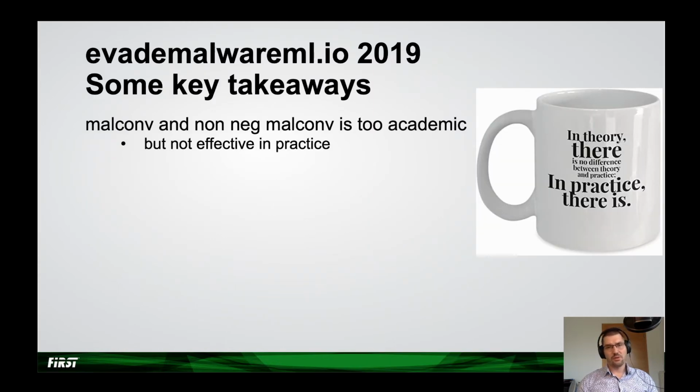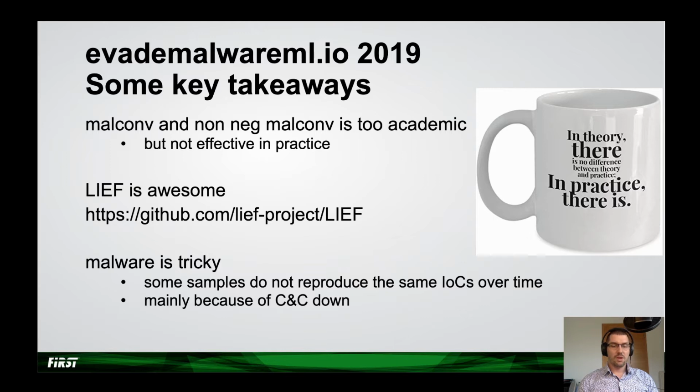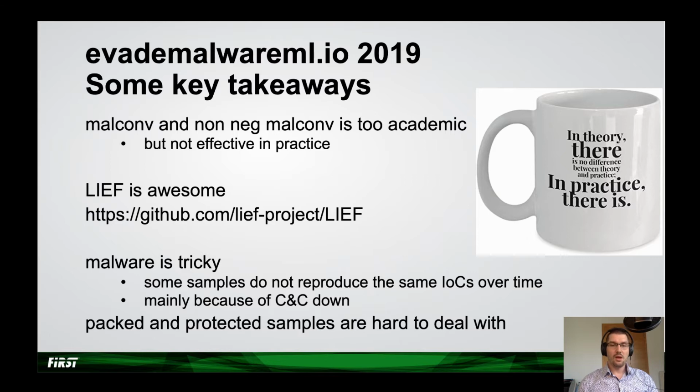Key takeaways we had from this competition. The Markov and non-negative Markov models were too academic, not very effective in practice. The LIEF project is awesome, and I recommend using it whenever you are dealing with malware binaries. And malware is tricky. For example, some samples do not reproduce the same indicators of compromise over time. This can be because, for example, the server is down, or there are some time checks in it, or some things are just random. Also, dealing with packed or protected samples is hard.